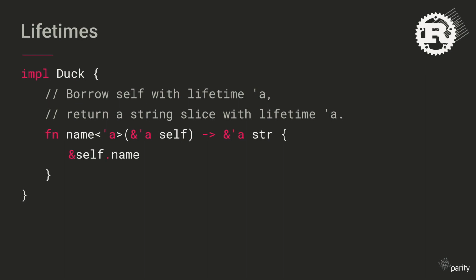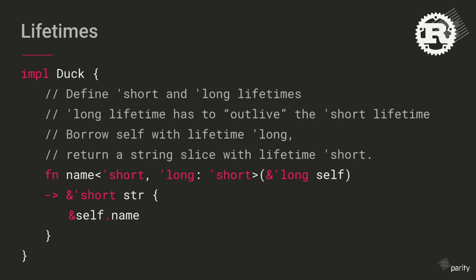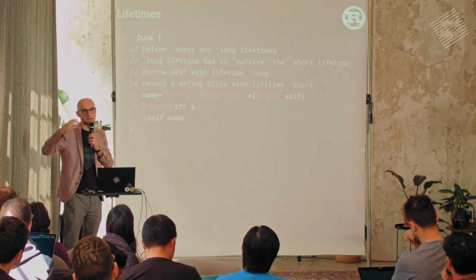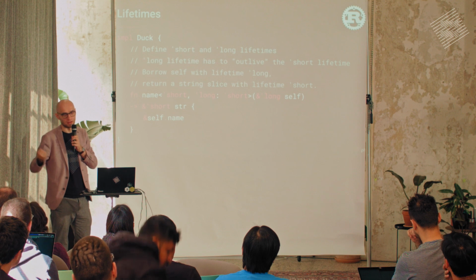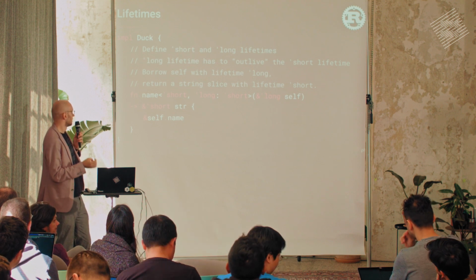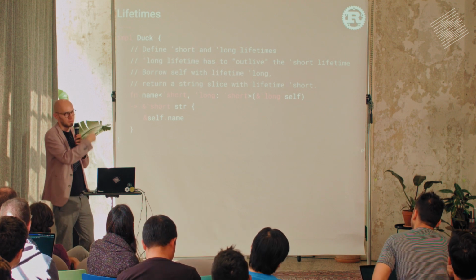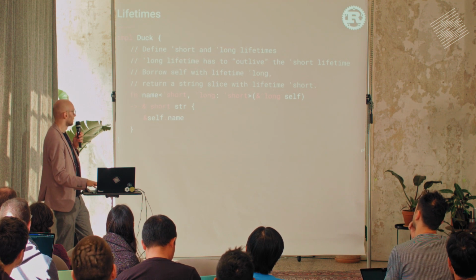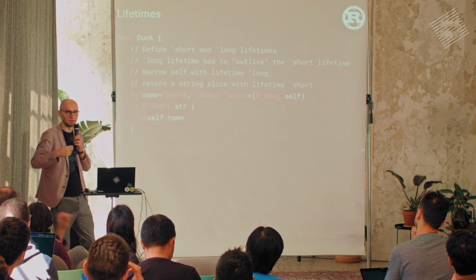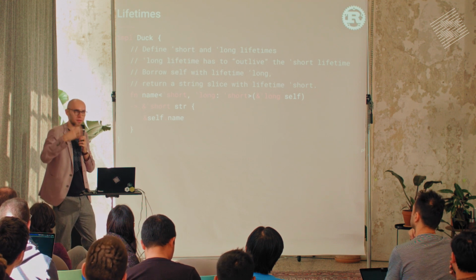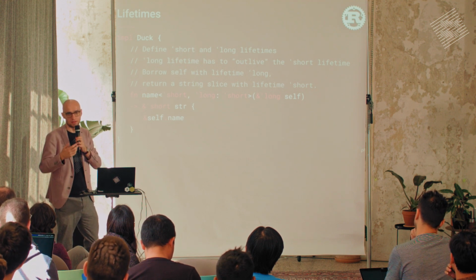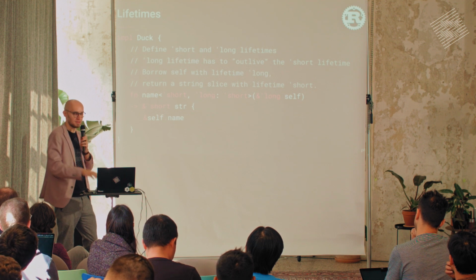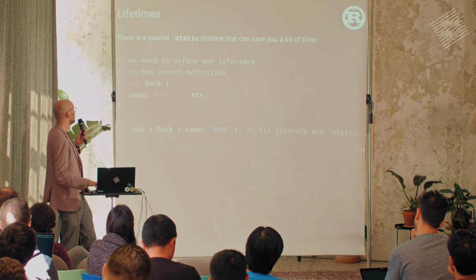You can do it a bit more robustly, where you have a long and a short lifetime, and the long lifetime has to exist longer than the short lifetime. Then you can borrow self with the long lifetime and return the name with the short lifetime. The Rust compiler will guarantee that the short lifetime lives shorter than the long lifetime, and if it doesn't, then it doesn't compile. It's super abstract, no way to explain it.